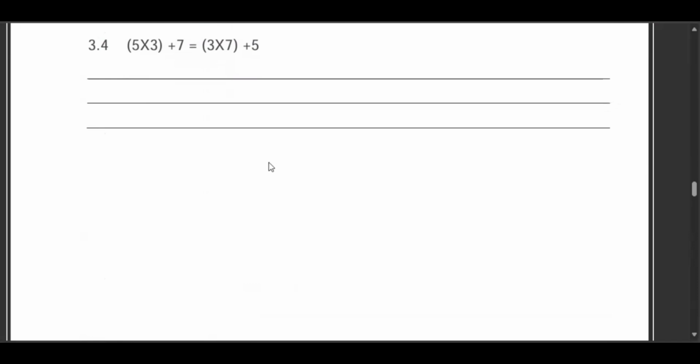Then let's look at this one here, 3.4. What does it want us to do? We are confirming. This is 15 plus 7, which gives us what? 22, right? Equals. Now, when you multiply these two, this is 21 straight away, plus 5, which gives you what? 26. Are they the same? No. So what do you write? You write false.